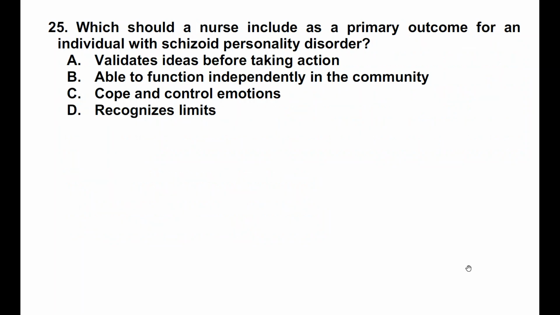25. Which should a nurse include as a primary outcome for an individual with schizoid personality disorder? Validates ideas before acting, able to function independently, copes and controls emotions, or recognizes limits. The answer here is able to function independently in the community because this focuses on improving functioning within a community, and it validates ideas before acting. So you have to use the nursing process, especially your knowledge about schizoid personality disorders, to eliminate outcomes that pertain to paranoid, borderline, and antisocial personality disorder. So 25, the answer here is B.